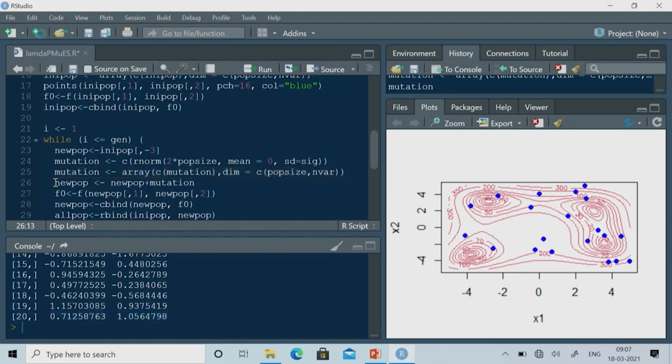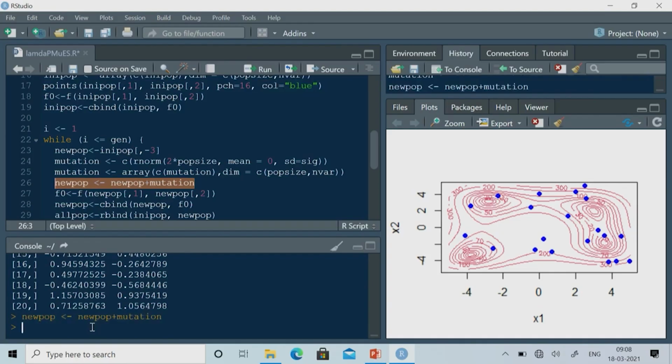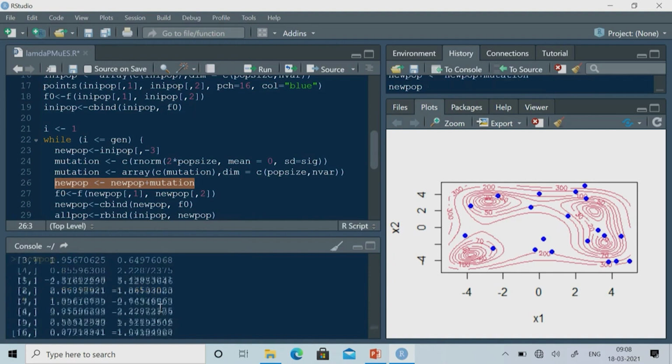Now, how are we creating the new population? The new population equals the old population we have plus the mutation. So, I am adding this mutated value. Please run this particular line. You can see whatever new population you are getting. Now this is the difference, because I have added the random number generated with mean 0 and sigma.